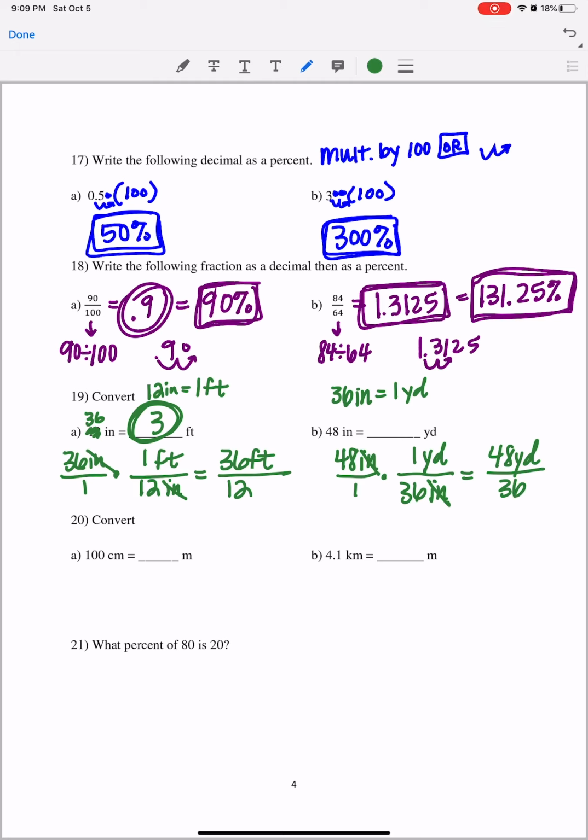So we've got a division problem. So 48 divided by 36, I want to say is ugly. Okay. You get 1.3 repeating. So that means my answer is 1.3 with that line over it, yards.